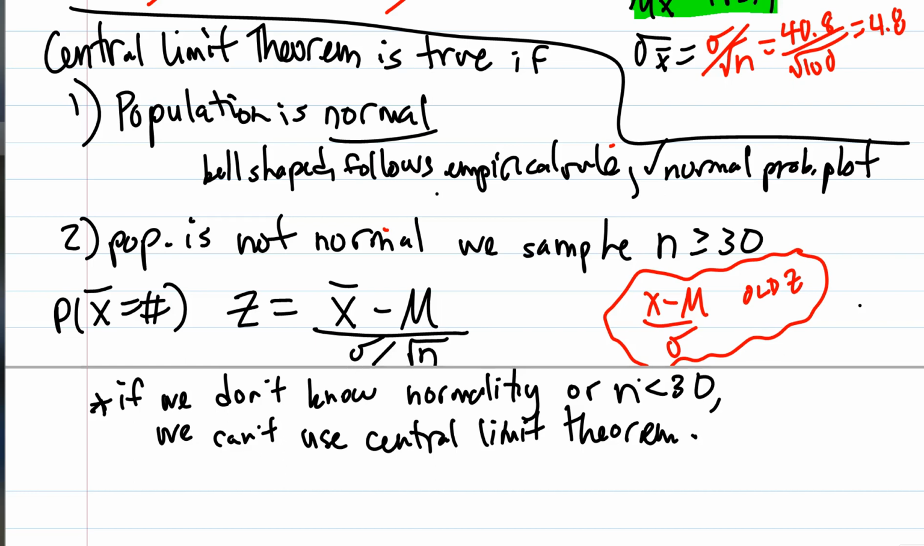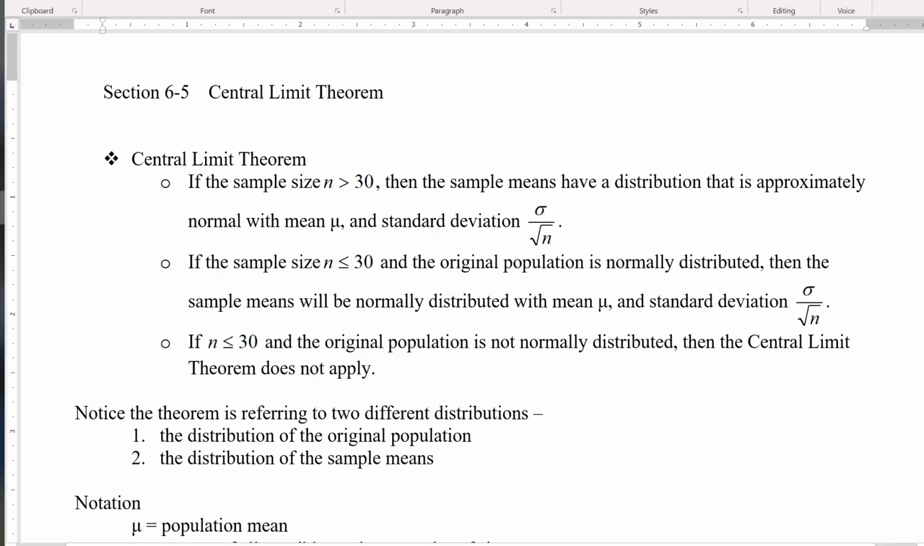If we don't know normality or the sample size is less than 30, then we cannot use the central limit theorem. We will not have accurate results, and so we don't do it. All right, so that's my little preview of what we need to know, and now we're going to apply it in this little worksheet.